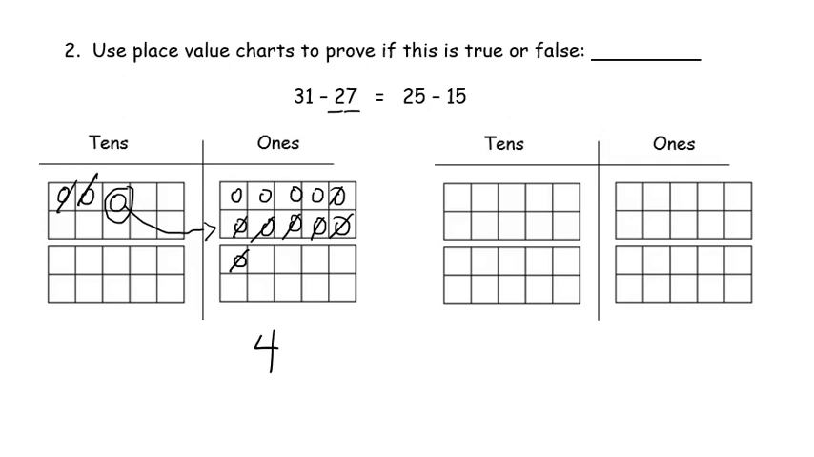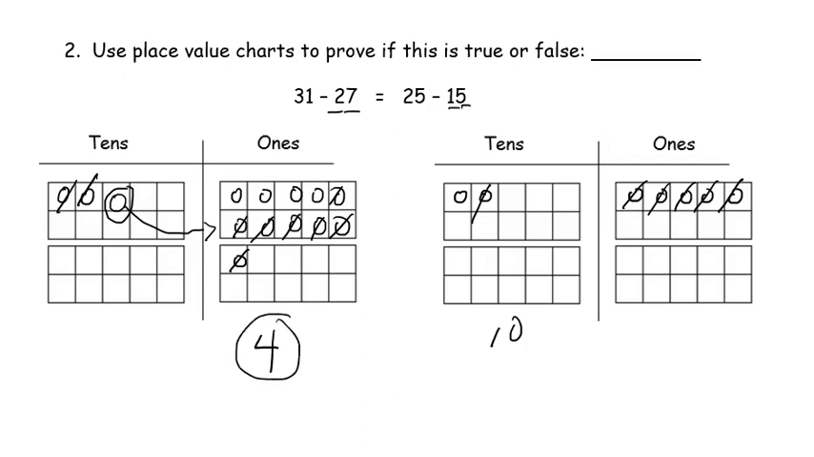Now let's try 25 minus 15. 25 is made up of 2 tens and 5 ones. I need to subtract 1 ten and 5 ones in 15, so I'll subtract my 5 ones first. I have 5 ones, so I'll just cross those off. And I'll subtract my 1 ten, cross that off, and that leaves me a total of 10.